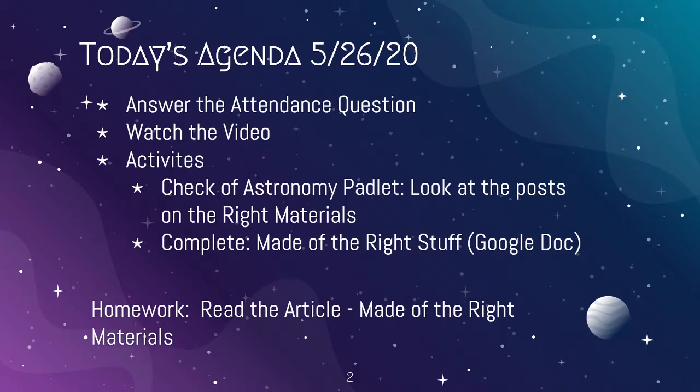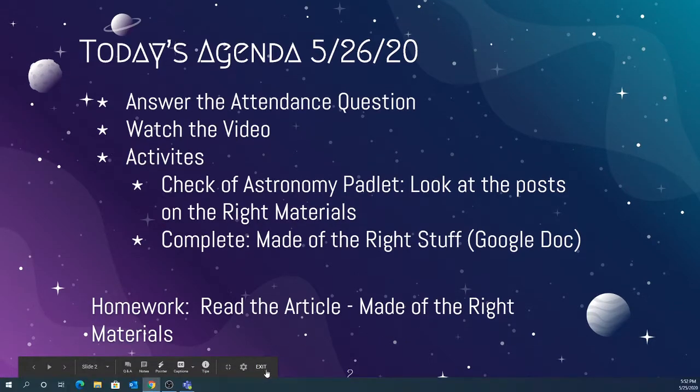So I want you guys to follow the link to the Padlet site that's posted in this assignment for today. You've seen this Padlet site a few times already. It's just kind of a quick refresher since it's been a little while to look at specifically the posts about what those right materials are. And then you're going to complete the activity called Made of the Right Stuff. It's a Google Doc. I'll show you that in a few moments. And then just to kind of bring it all together, I put together a little snip of the Rare Earth article. It's the segment about these right materials, just to give you a little extra details on this stuff. So that's there too for you guys to take a look at.